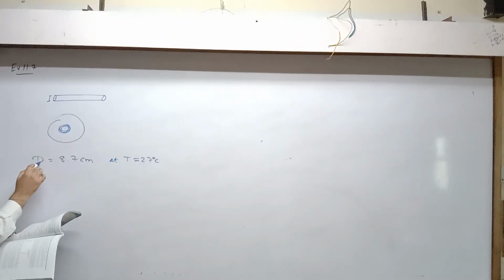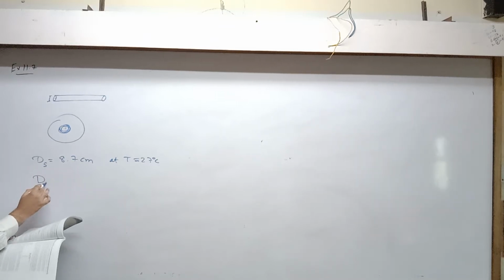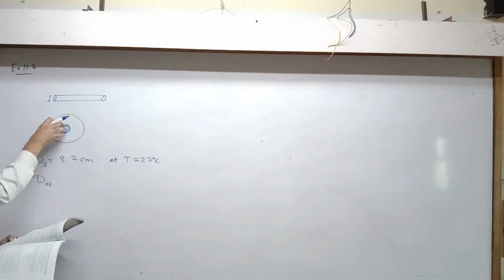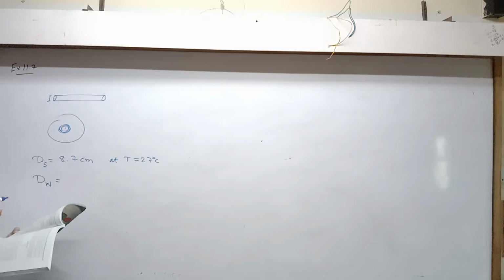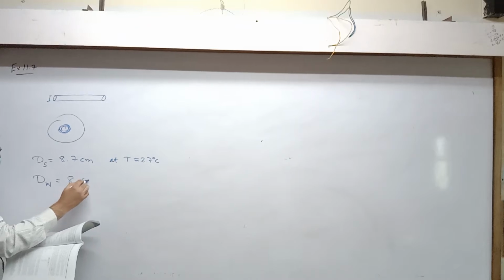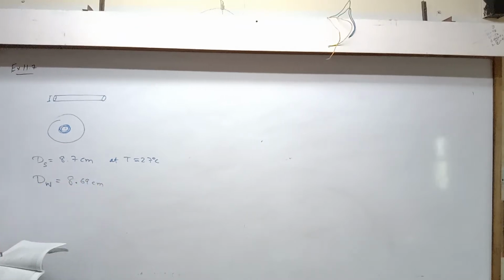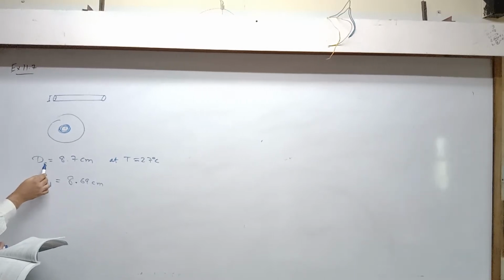Okay, this is the diameter of the shaft. And the diameter of the central hole of the wheel, the wheel I can fit on it, how much is that? It is 8.69. So you can clearly see we have a problem. Our wheel has to be fitted, but this wheel is smaller than the shaft.